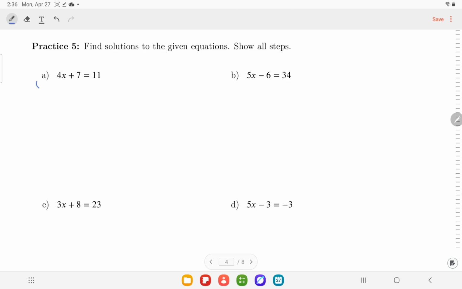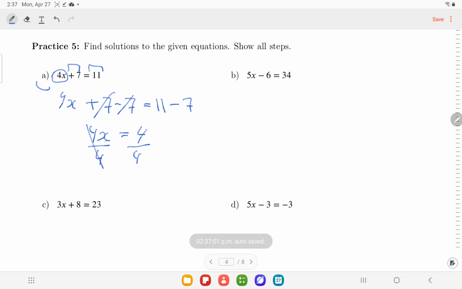So for A here, we are going to start by combining our like terms, which in this case is 7 and 11. So we want to isolate 4x. So we are going to subtract 7 from each side. And so we are going to end up with 4x is 4. And then we can divide each side by 4 to isolate x. And we will end up with x equal to 1.